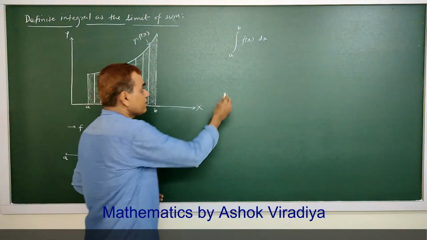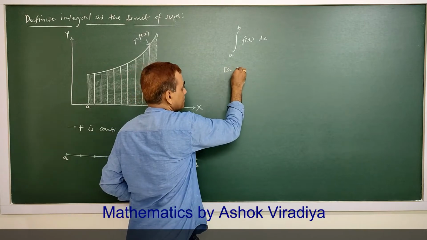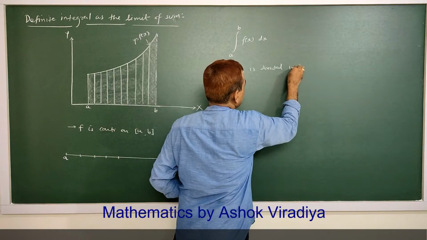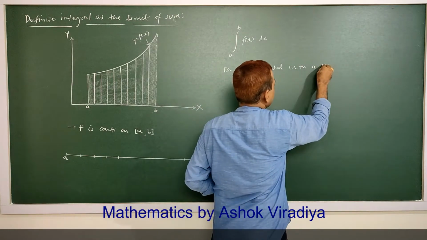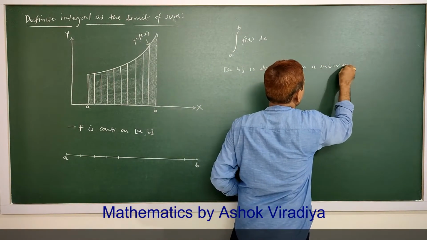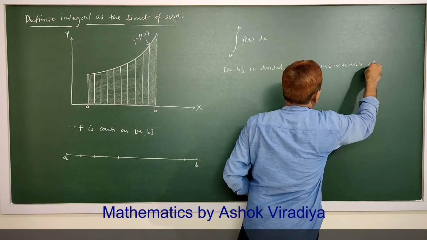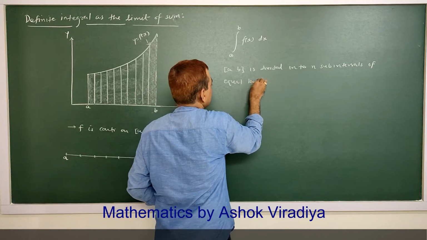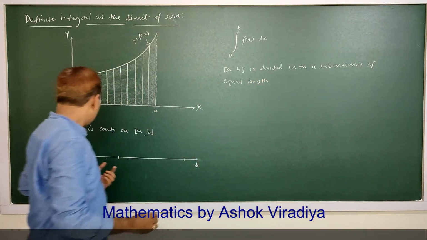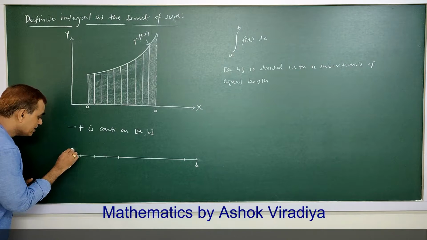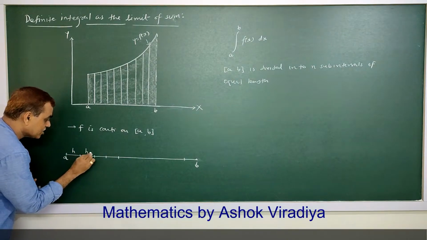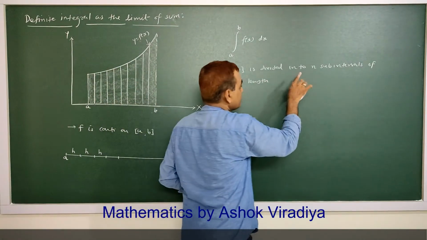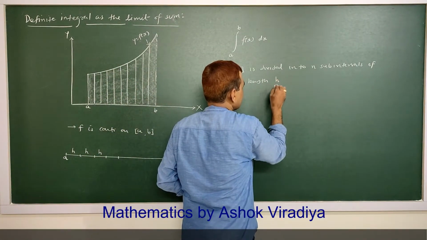So the closed interval a to b is divided into n sub-intervals of equal length. Suppose the length of each sub-interval is h, this length is h. So the length of the sub-interval is h.